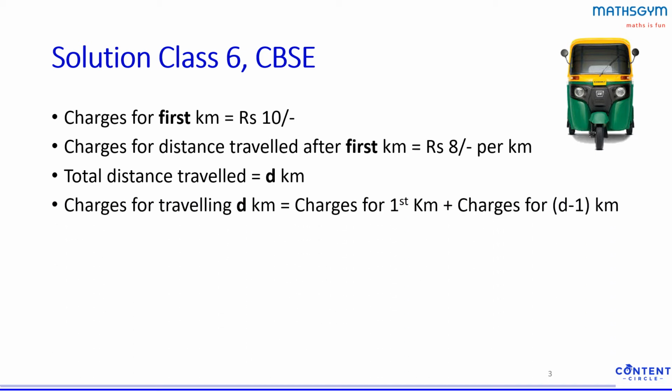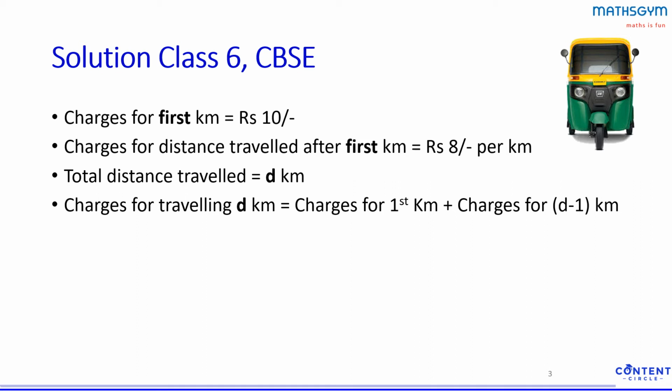So charges for traveling d kilometers would be equal to charges for the first kilometer plus charges for d minus 1 kilometer. Please understand this equation. Charges for the first kilometer, which is fixed, is given as rupees 10. Now because you have traveled 1 kilometer already, you will subtract this 1 kilometer from the total distance traveled. So total distance traveled is d, so the balance is charges for d minus 1 kilometer.